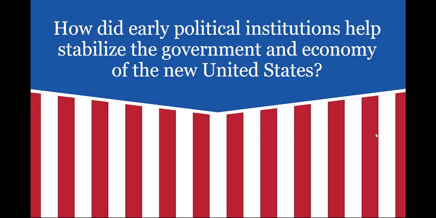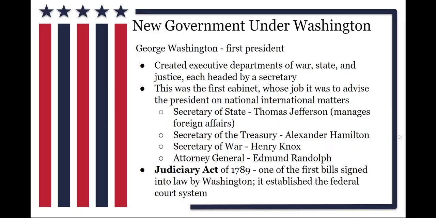For this first one, we're going to start by talking about a lot of the political institutions and the political parties that develop in the new United States. So, beginning with, how did early political institutions help stabilize the government and the economy of the new United States? Let's look at a couple things. First of all, let's start by looking at the new government under George Washington.